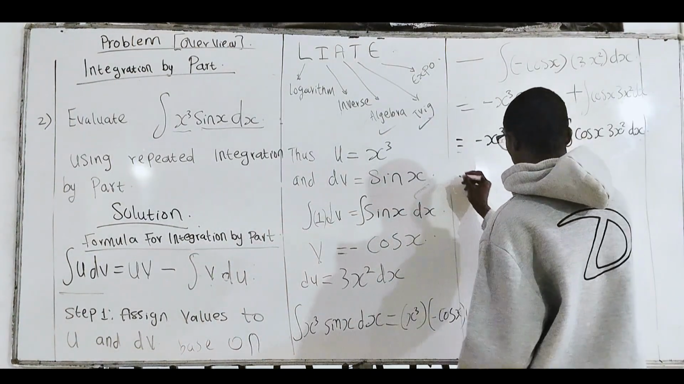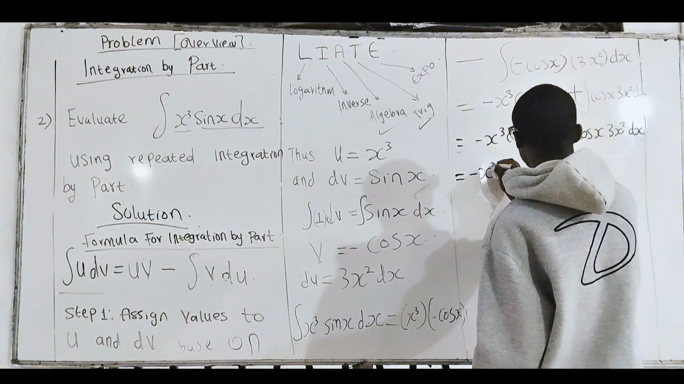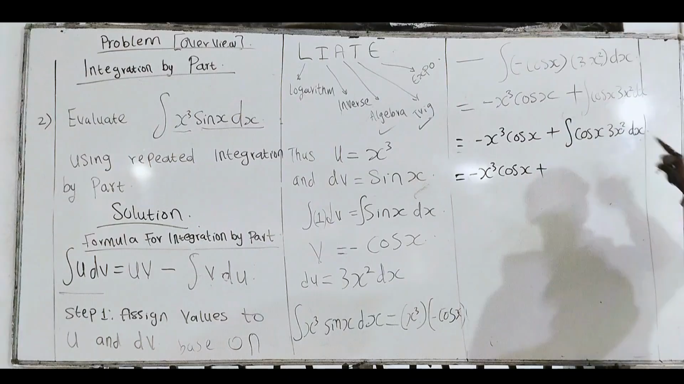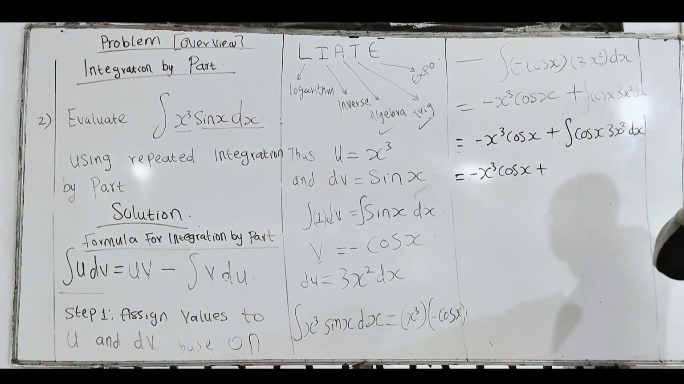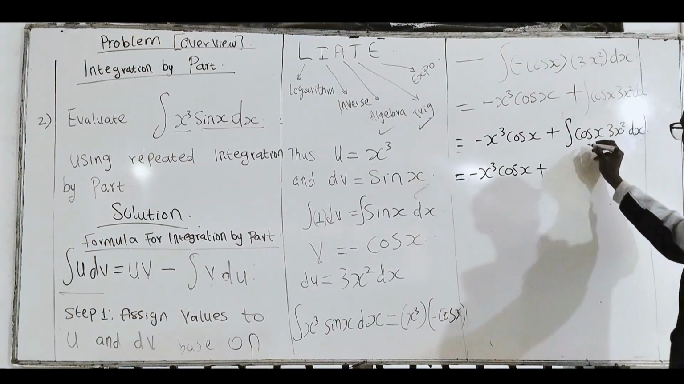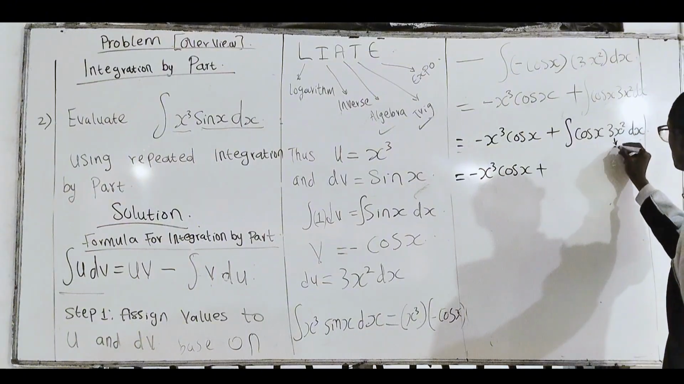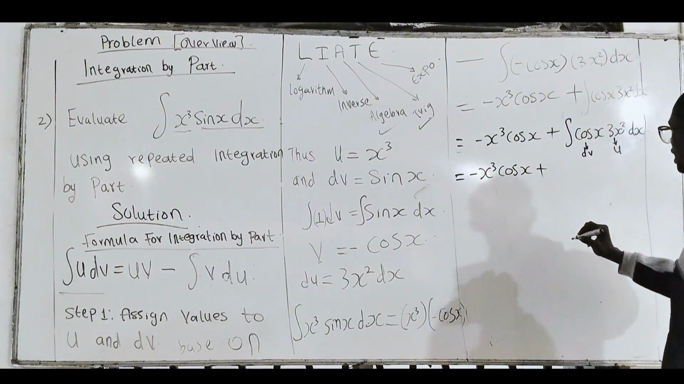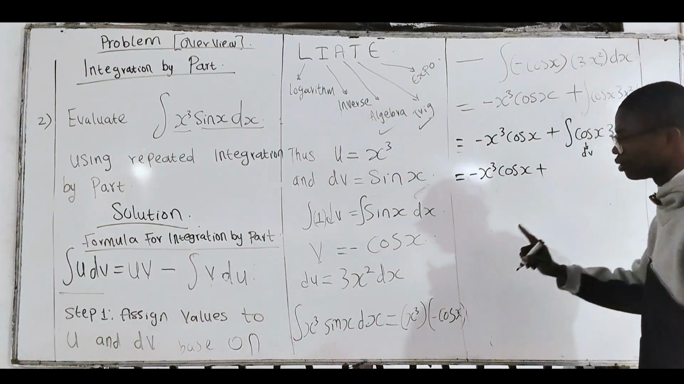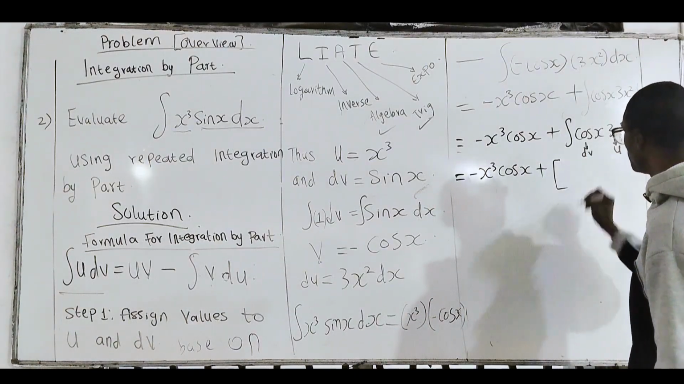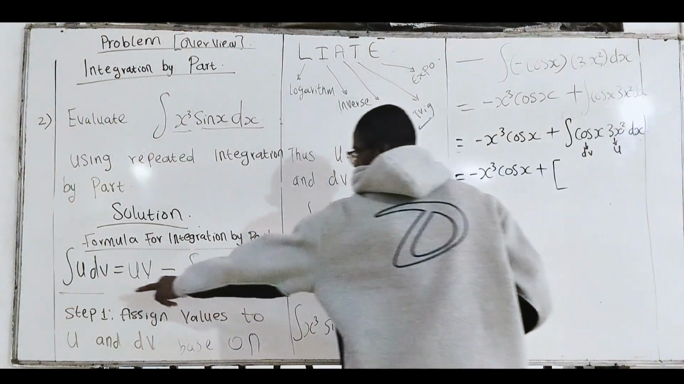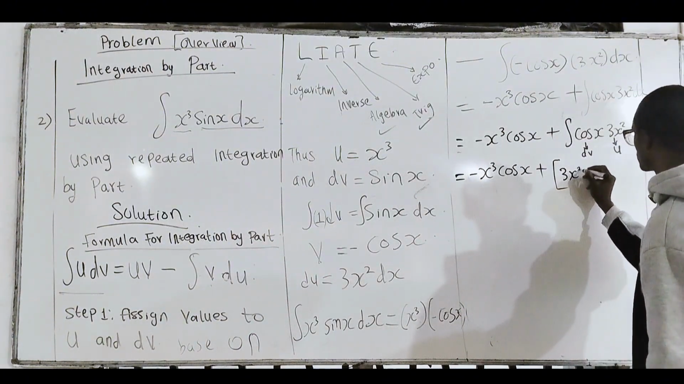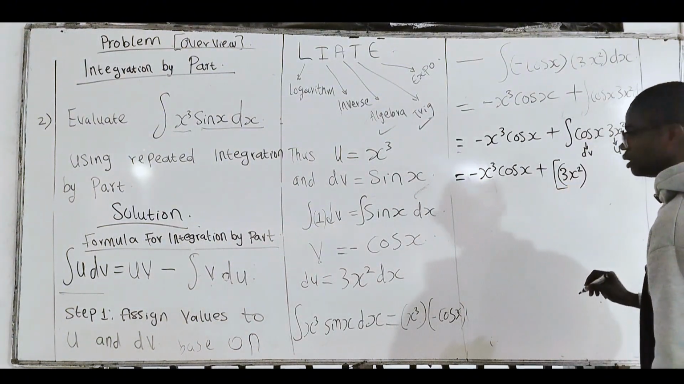So here now we have minus x cubed cos x plus. Now this place we'll take with the same format. This is u, this is dv. I will implement it directly, I don't want to waste time. So if I'm implementing it now, we have our u. What will our u be? We have said our u is 3x squared, right?